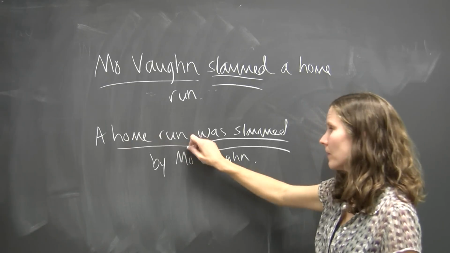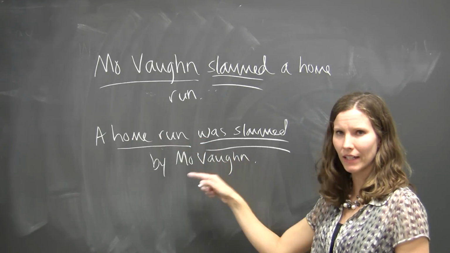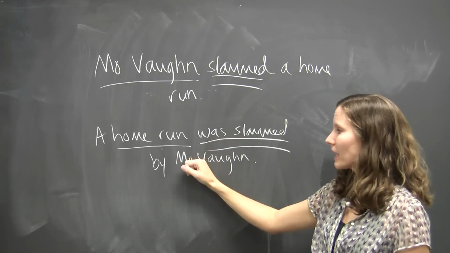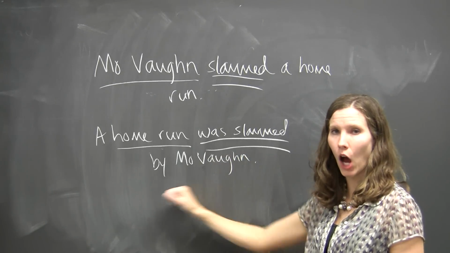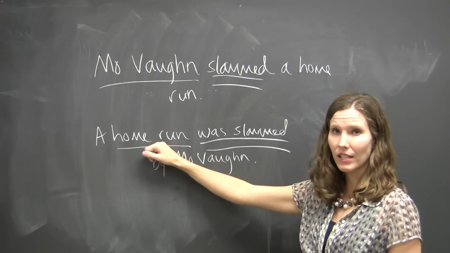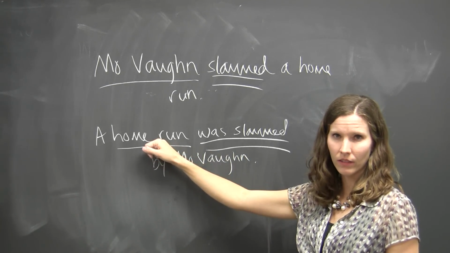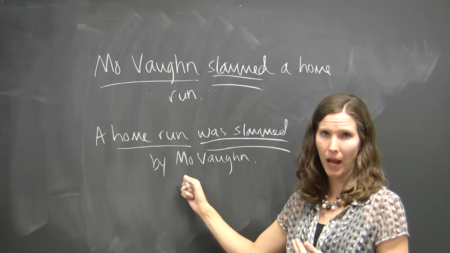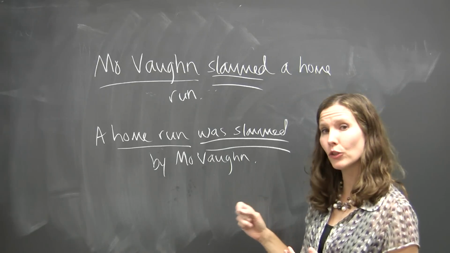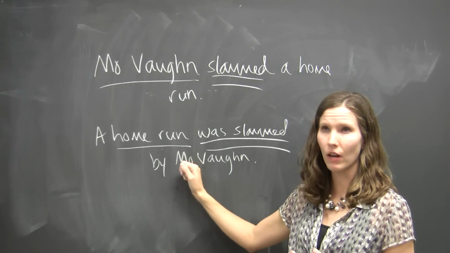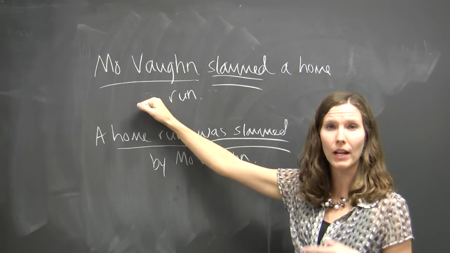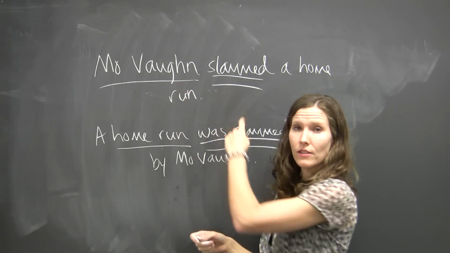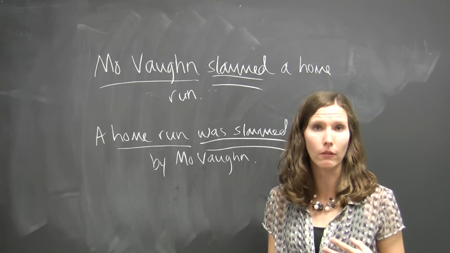Down here, the home run is not doing anything in this sentence. In this case, Mo Vaughn is the person doing the action. But because he's listed after the verb in the object part, the subject of the sentence is not doing anything. It's having something done to it. That makes this a passive verb, passive choice. So again, you want to avoid passive voice in your writing and try to stick with active voice. Whenever you can, choose a sentence construction in which the subject of the sentence is the one doing the action. It's more powerful.